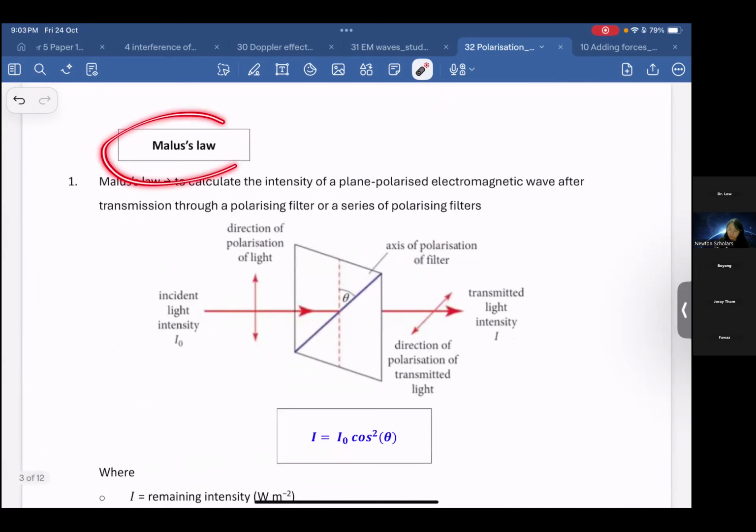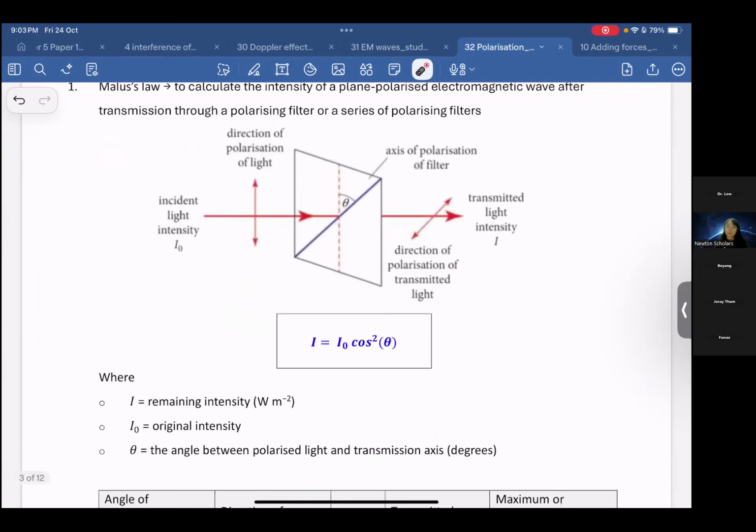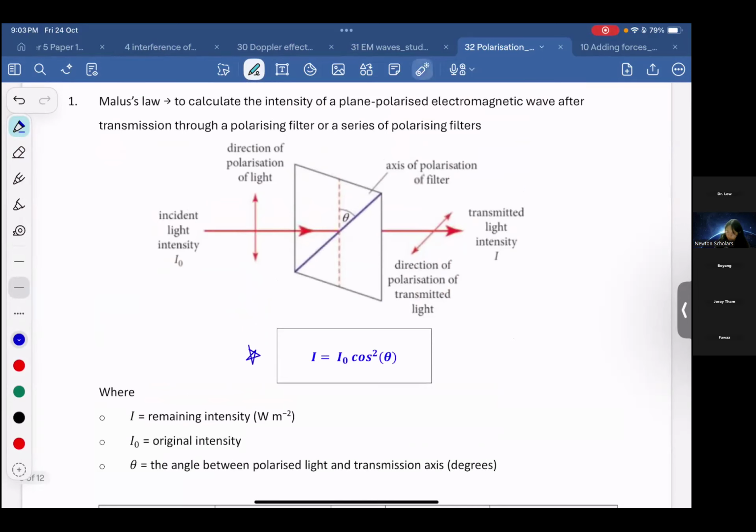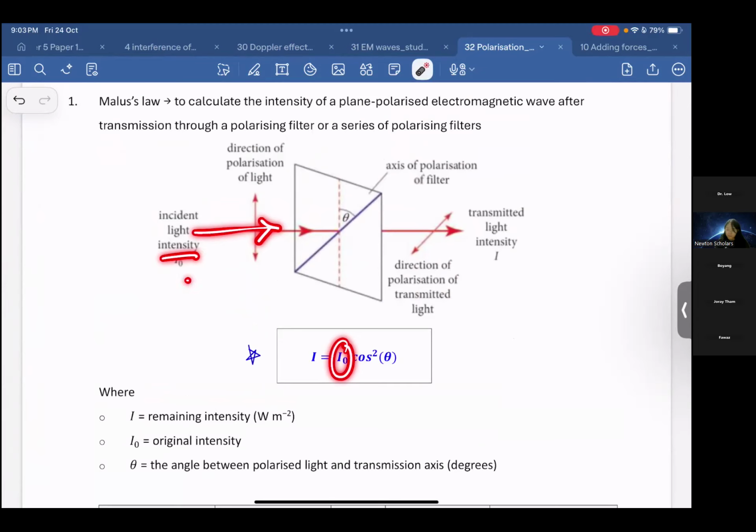So we use this law, Malus's law, to do the calculation. This formula you have to know. Here, I0 is the initial light intensity, or sometimes we label it Ii, incident. It doesn't matter. This is the transmission: after transmission, the light intensity we label I or It. So it depends on the angle that you rotate.